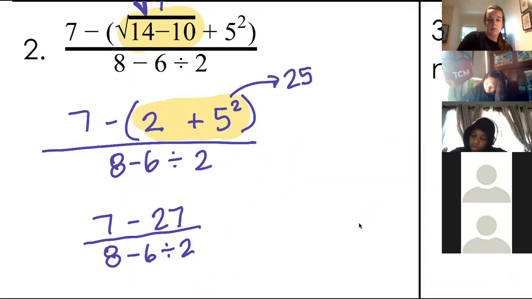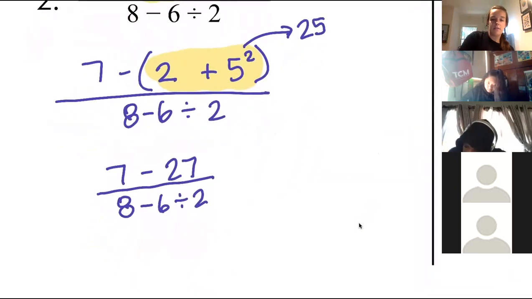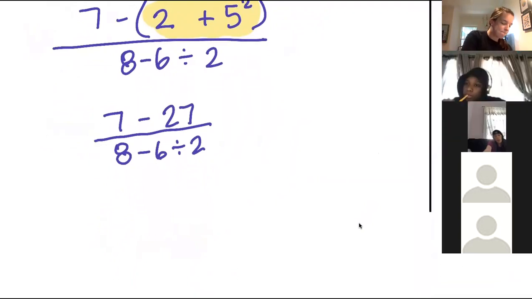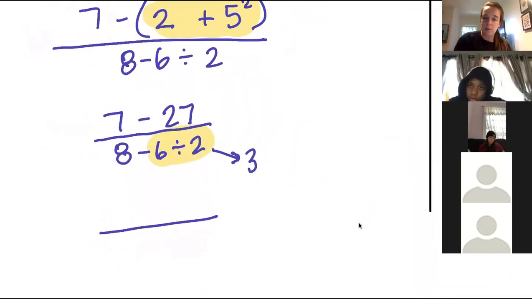Cool. All right. What do I have to do now? Division. Yeah. The division part. So 6 divided by 2, what would that be? 4. I mean, 3. So we would have 8 minus, this part turns into 3. So 8 minus 3, what would that be? 5. Good. So I'm going to put a 5 on the bottom here.